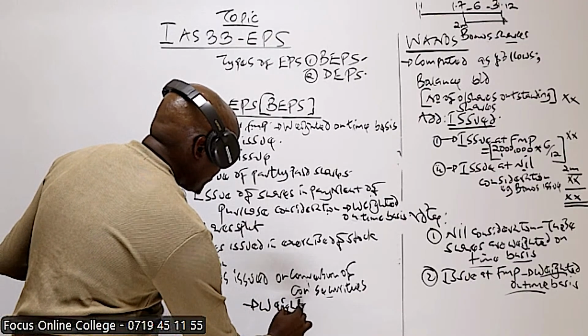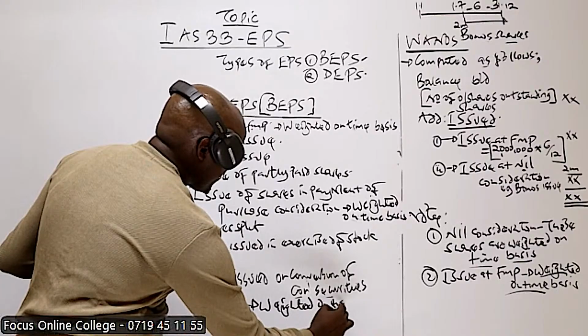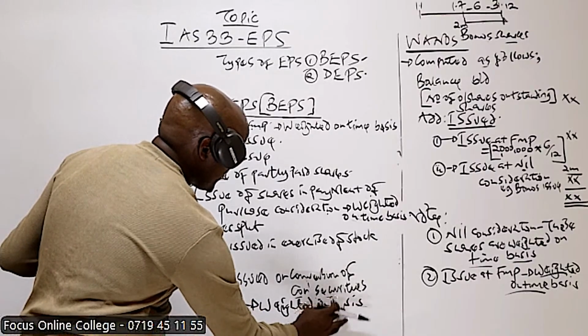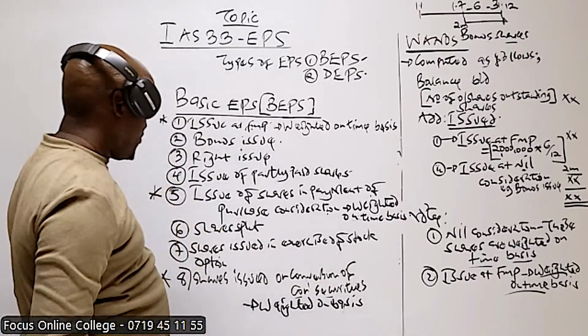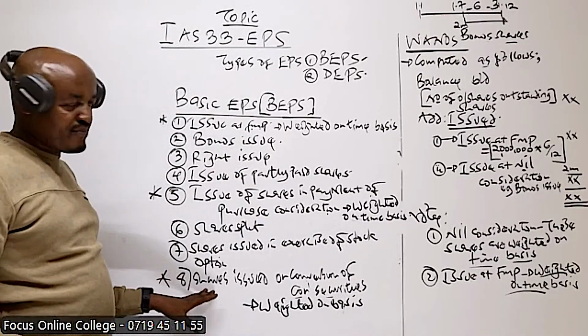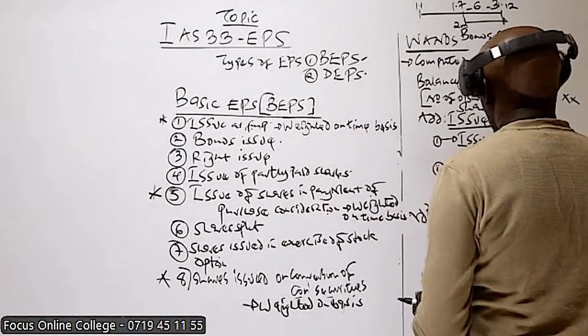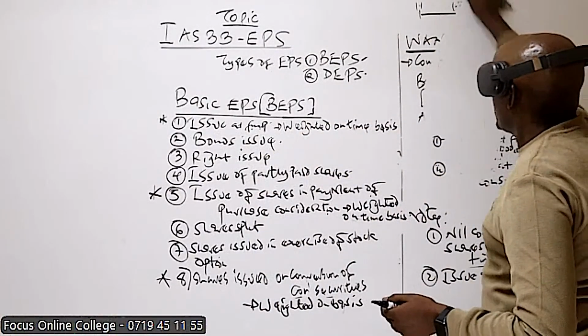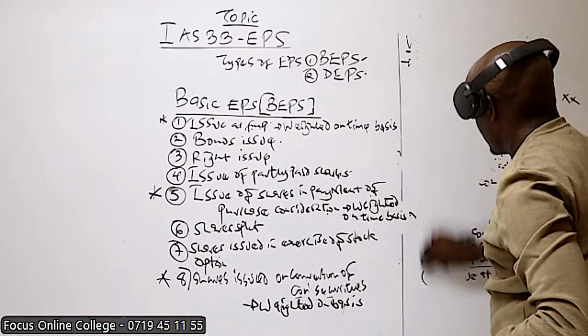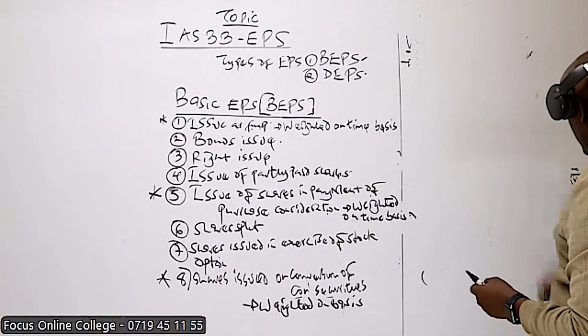equally those shares are also supposed to be weighted on time what? On time basis. Those shares which will be issued by the company on conversion of convertible securities, they are also supposed to be weighted on time basis. They're also supposed to be weighted on time what? Basis. I think now I can proceed and explain how we treat these other types of issues.